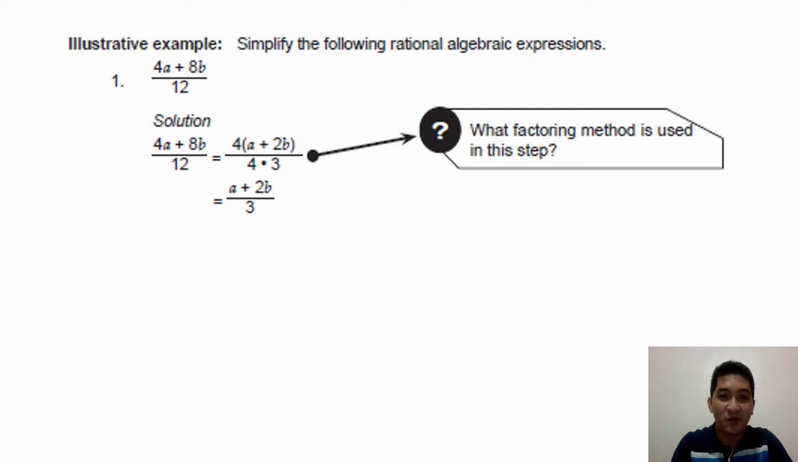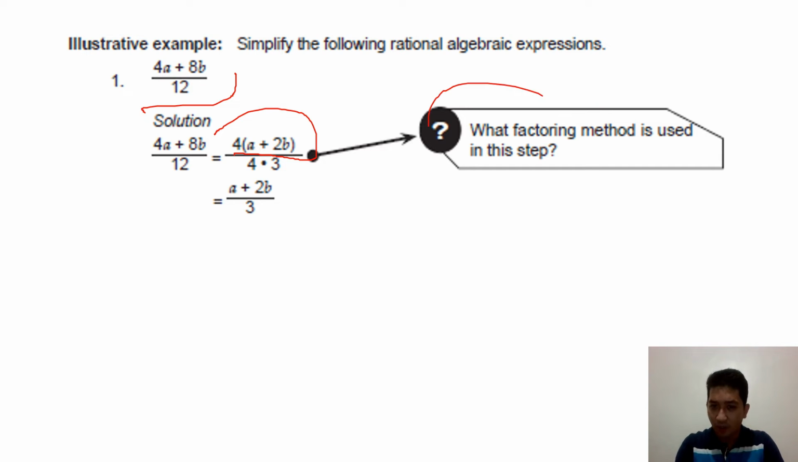Okay? So let's go with the first example, which is 4a plus 8b all over 12. So here is the solution. We have the given 4a plus 8b all over 12. So sir, how do we simplify? Paano ba kami mag-lowest term? Do factoring, if possible. Okay, let's go first with the numerator. We have 4a plus 8b. So how do we factor it?